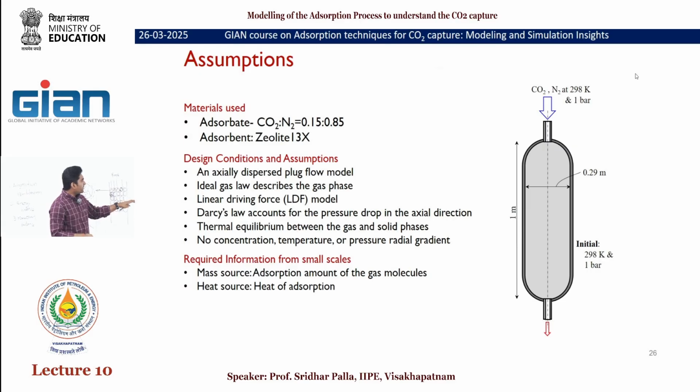Okay, very important information: all those equations are common for adsorption and also for reaction. For different systems these are common. What makes the CO2 capture adsorption system different from other systems is these two terms, mass source and heat source. Mass source is the adsorption amount, that is, how much gas is adsorbed. Again it is going back to the adsorption isotherm model. Heat source is the heat of adsorption. These are the source terms that we get because of the adsorption process.